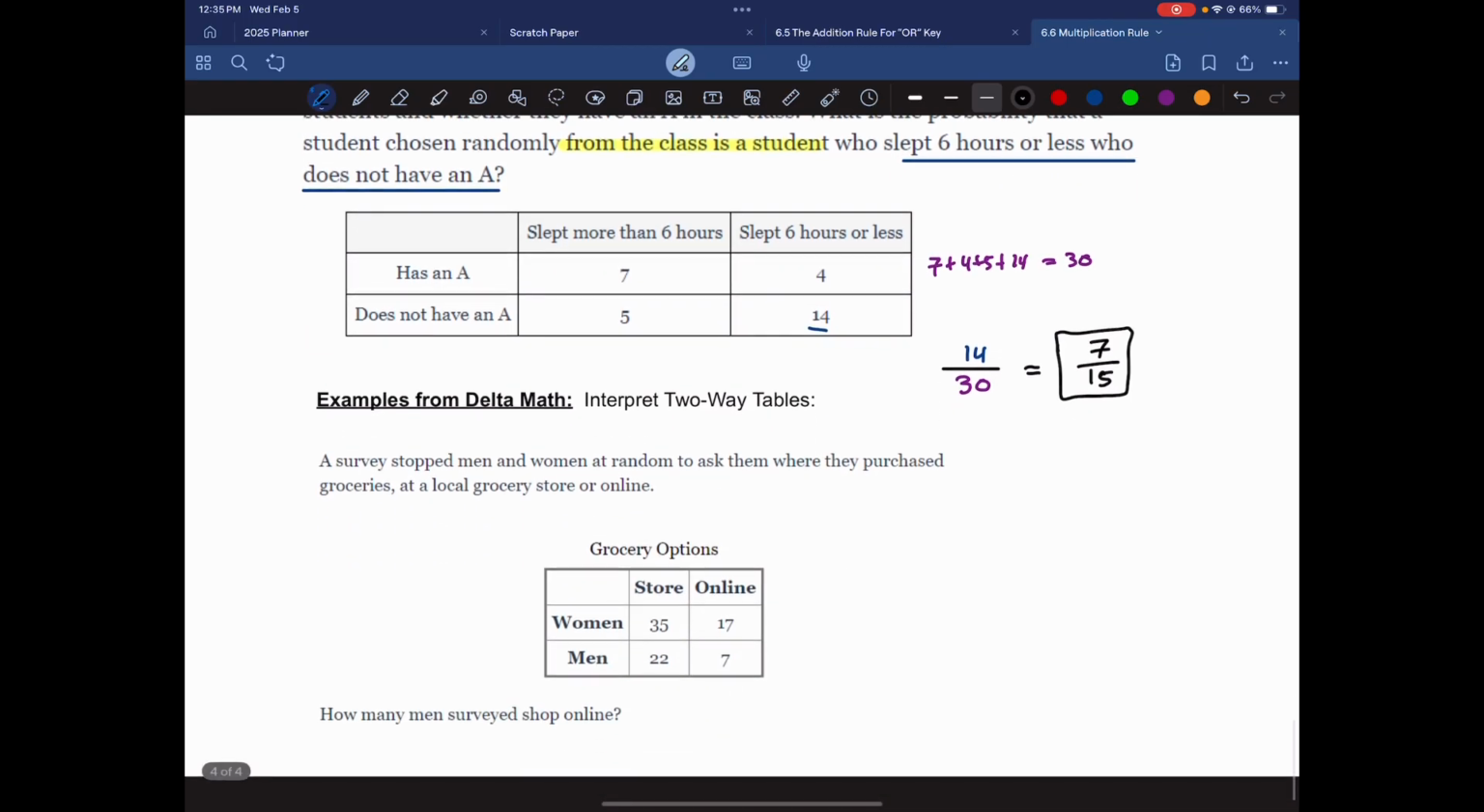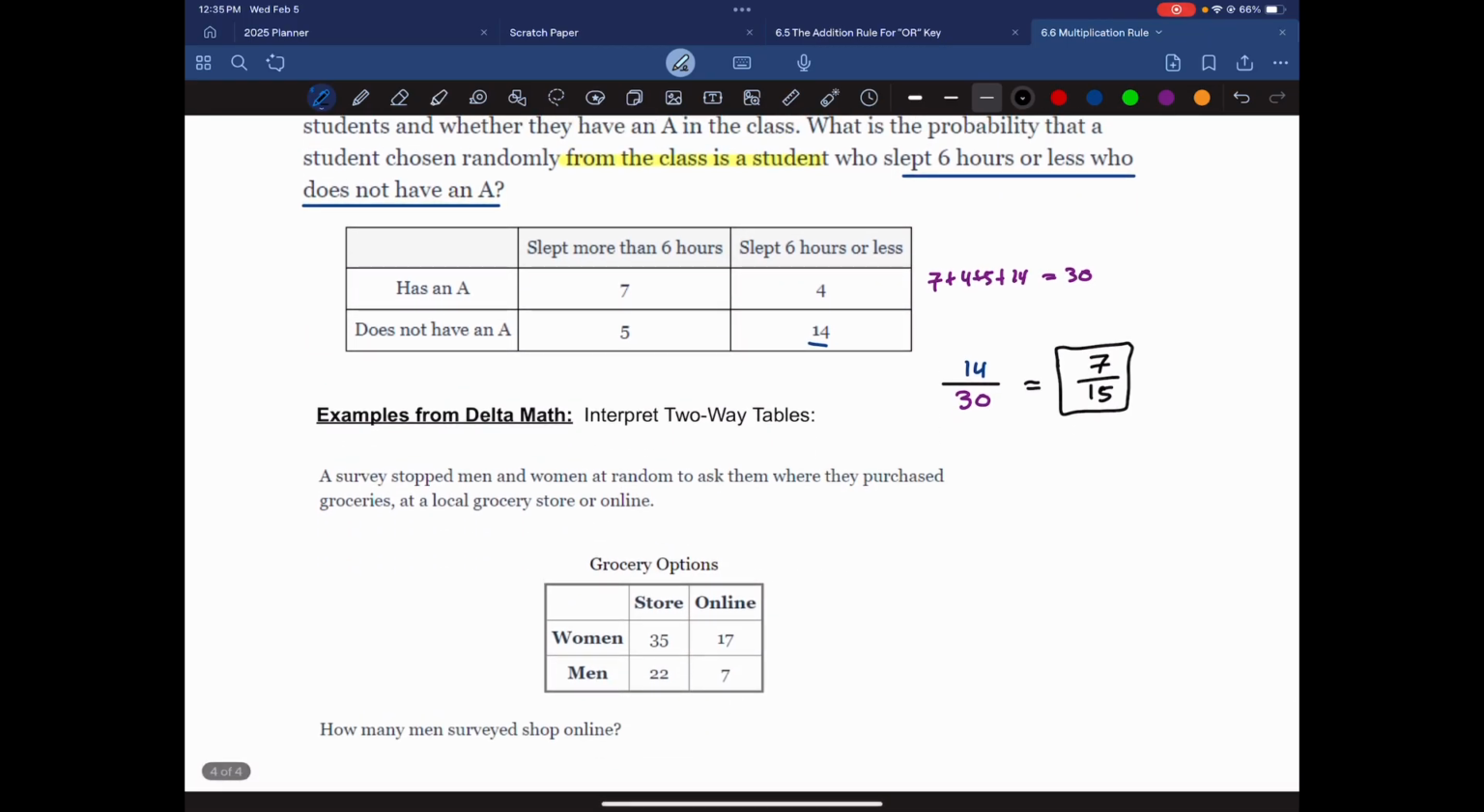Okay, last one. A survey stopped men and women at random to ask them where they purchased groceries, at a local grocery store or online. Okay, how many men surveyed shop online? Well, if I look at men and I look at shop online, where do they intersect? Right here at 7. So I have 7 men who surveyed shop online. Doesn't ask for a probability or anything, so that's my answer, 7.